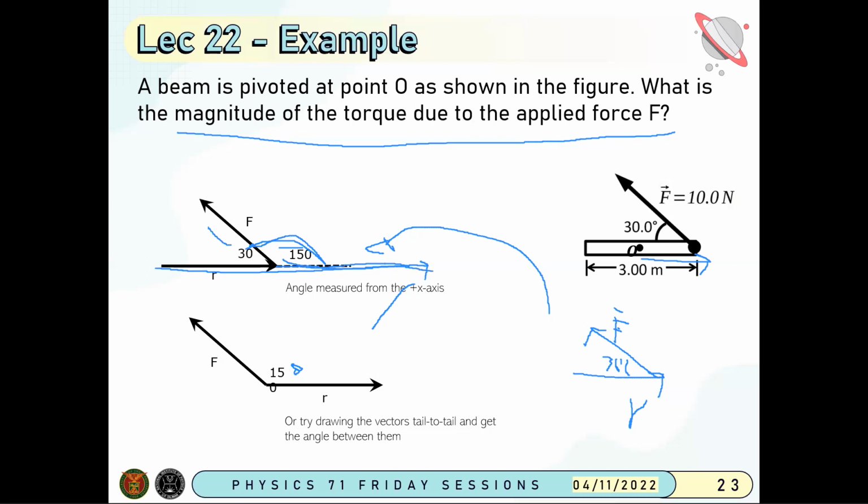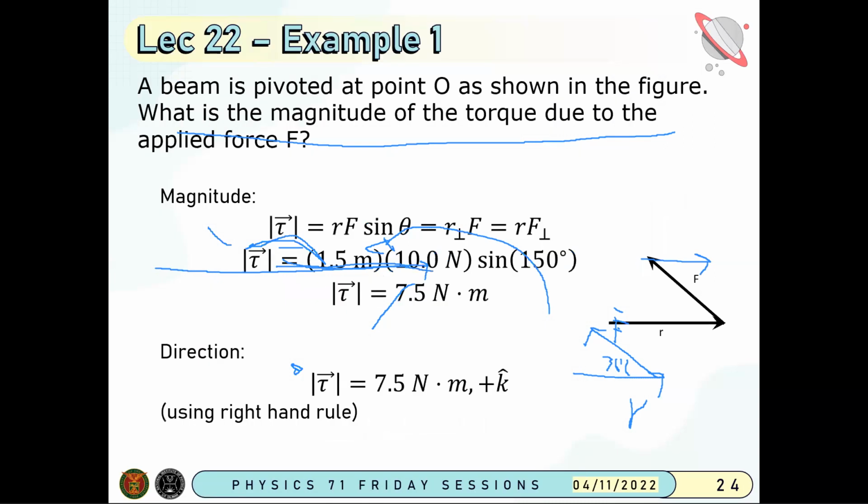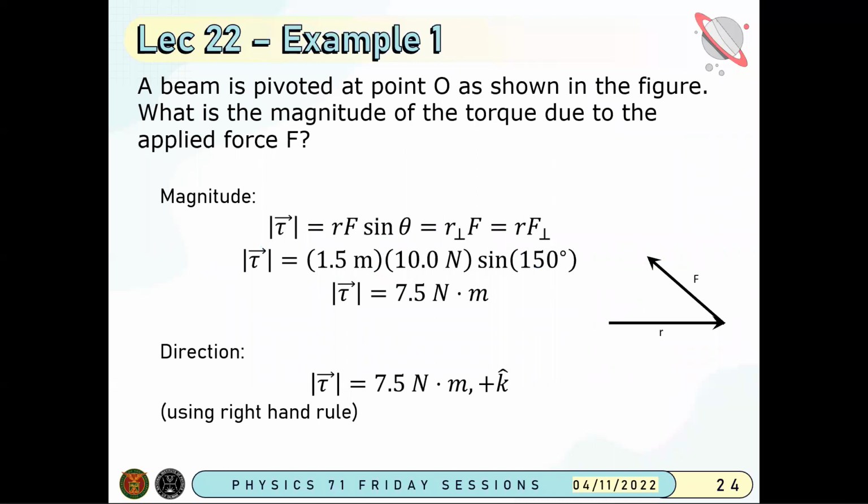Okay. So, now we can calculate the magnitude. The magnitude is RF sine theta, where R here is R perpendicular or F perpendicular. So, anything works kasi torque naman should always be perpendicular to both R and F, as long as planar yung motion. Right? And again, yung R na ginamit natin is 1.5 meters.